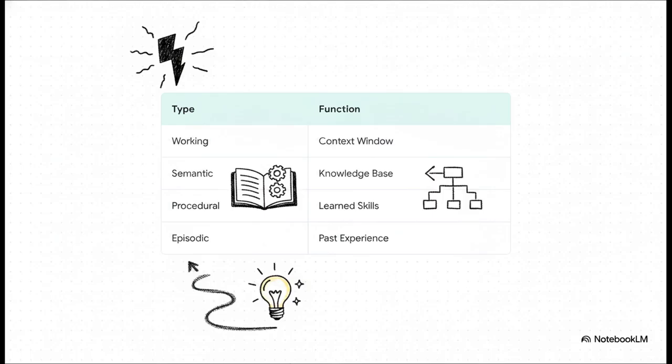This is the context window, exactly like a computer's RAM, super fast, but completely volatile once the session ends. Second, semantic memory acts as a persistent knowledge base for core facts and rules. Third, procedural memory holds learned skills, the how-to stuff. And finally, episodic memory keeps distilled insights from past experiences, so the agent actually learns and adapts over time instead of constantly starting from scratch.